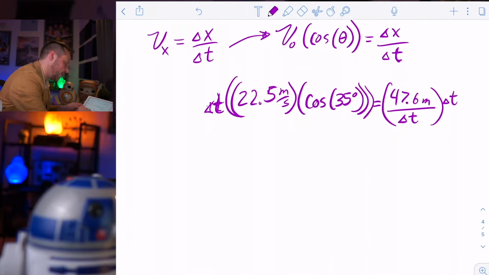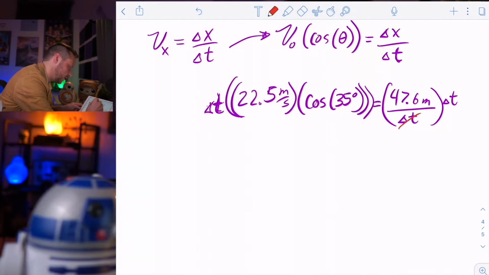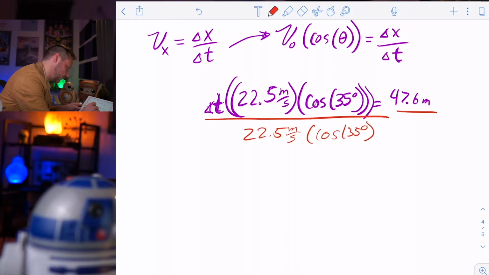Now, what happens over on the right side? Well, my friends, the change in times cancel each other out, so they are gone. Let's go ahead and get rid of them. Okay, and then now what do we do? Well, algebraically, we can divide both sides by all of this mess, 22.5 meters per second times cosine of 35 degrees.